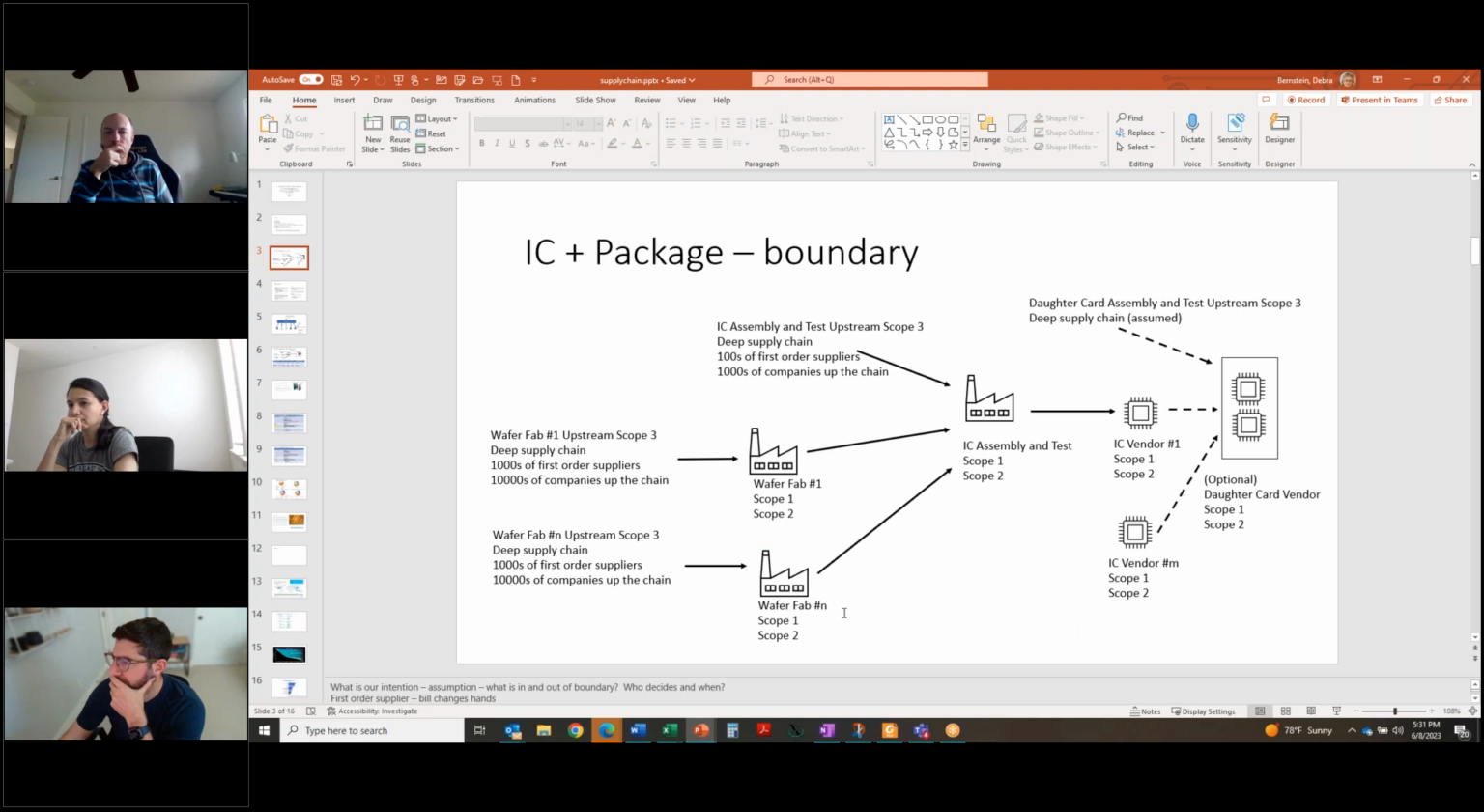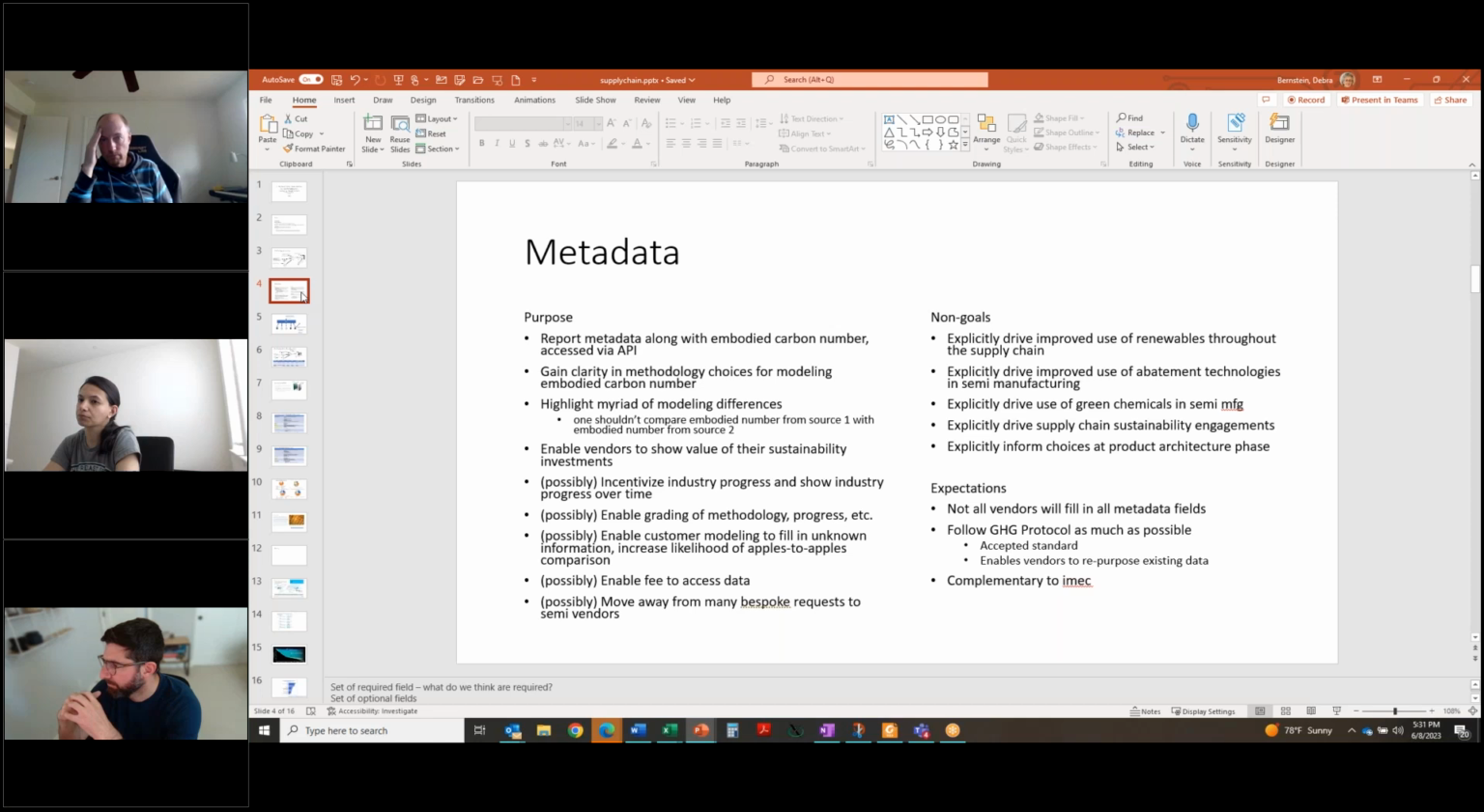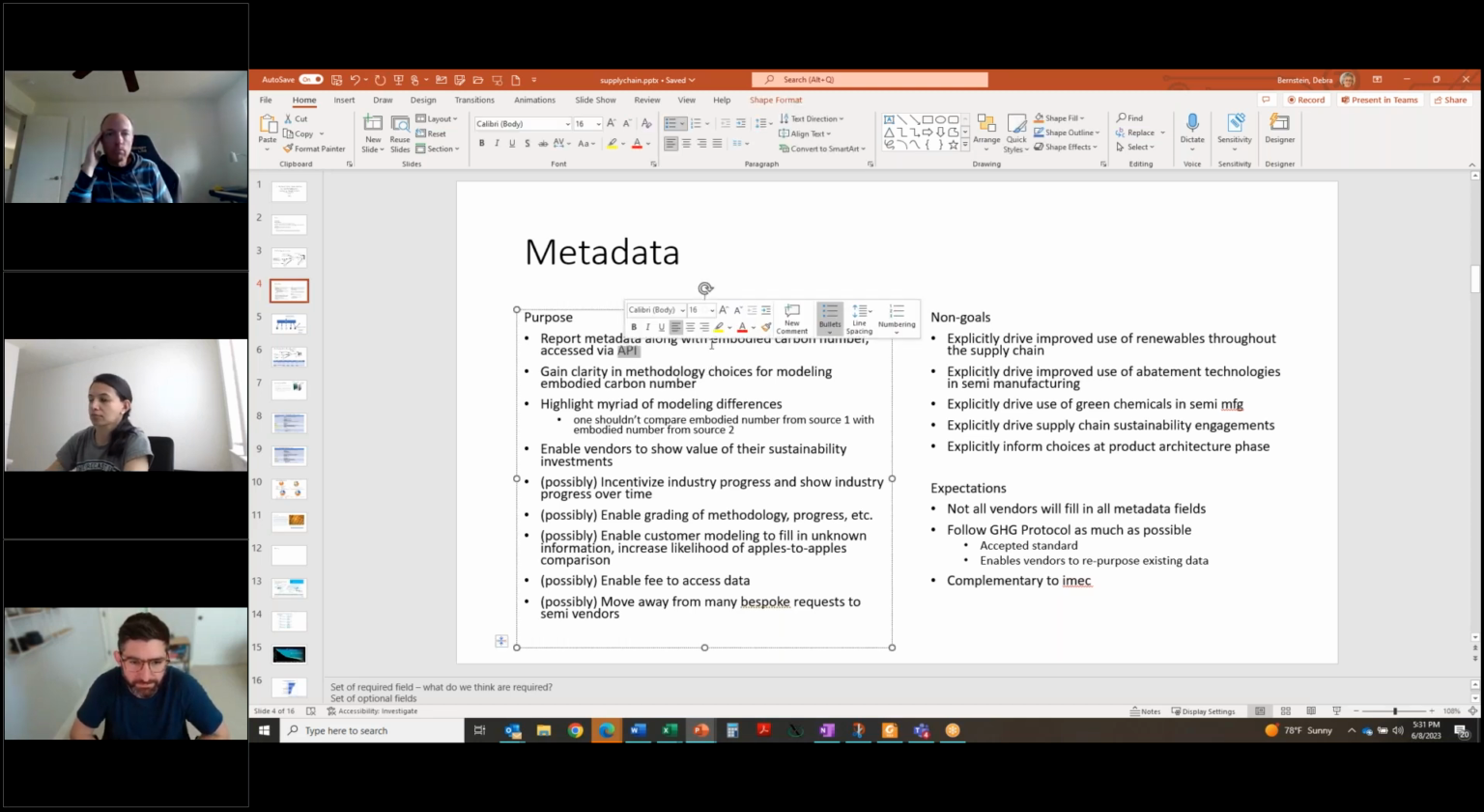So this is sort of just an overview of how the pieces fit together. I apologize, this is not a great slide. It's just a whole bunch of words. But again, just to remind everybody, our goal is to have an API. And based on that API, we'll give an embodied carbon number, and then we'll give a bunch of metadata that describes how that carbon number was created.